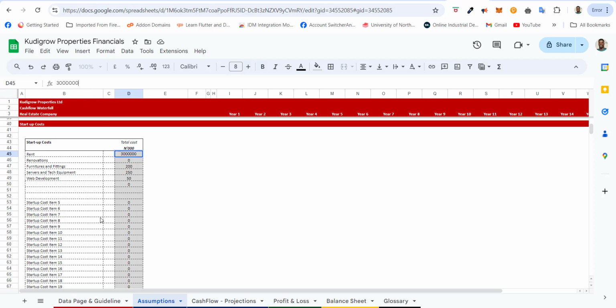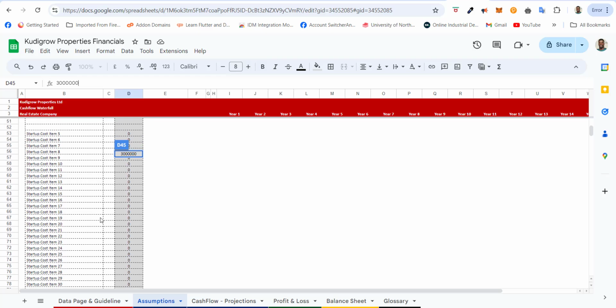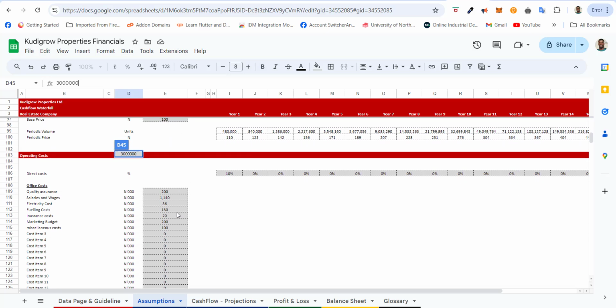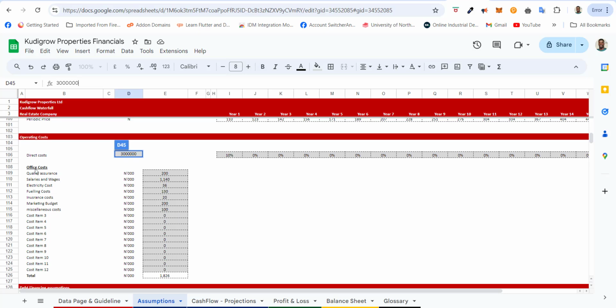Moving forward, I don't really want this to be long. So you can see this is the startup cost. Then this is where the equity and debt go, if we are going to take a debt for the firm. All of this has been factored in. So we have office costs, all of those things here. All right, I'm trying to rush up.